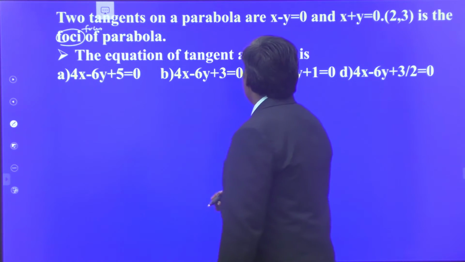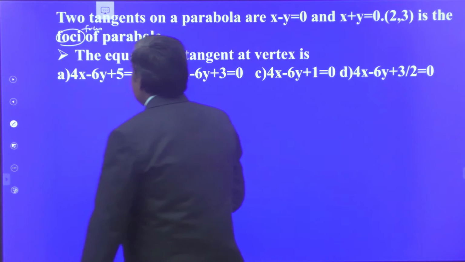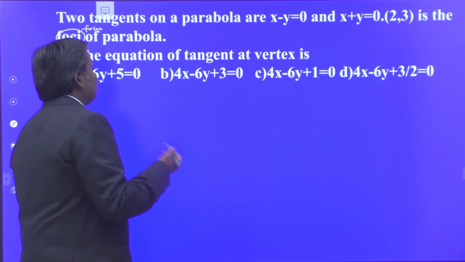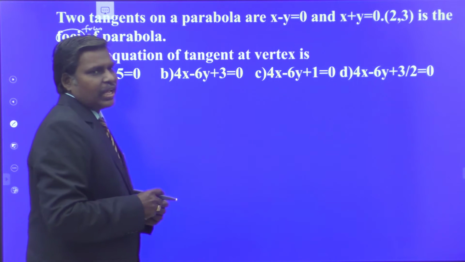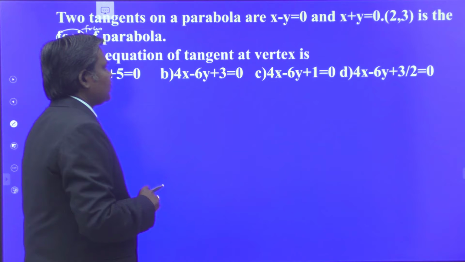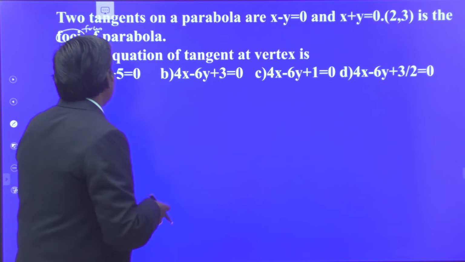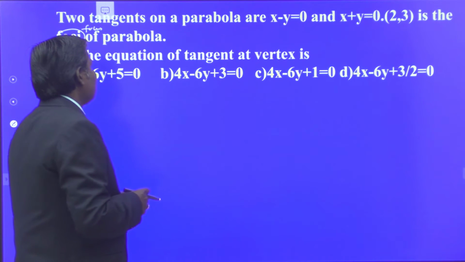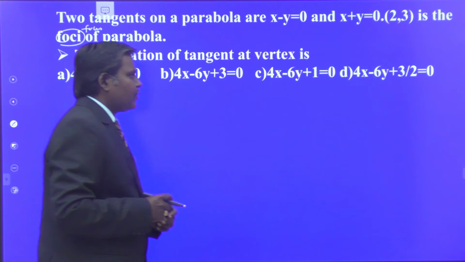Then the equation of the tangent at the vertex is what? That is the question. How many tangents are given to you? These are the two tangents. One is x minus y equal to 0 and the other one is x plus y equal to 0. And 2, 3 is one focus. What they are asking is the equation of the tangent at the vertex.